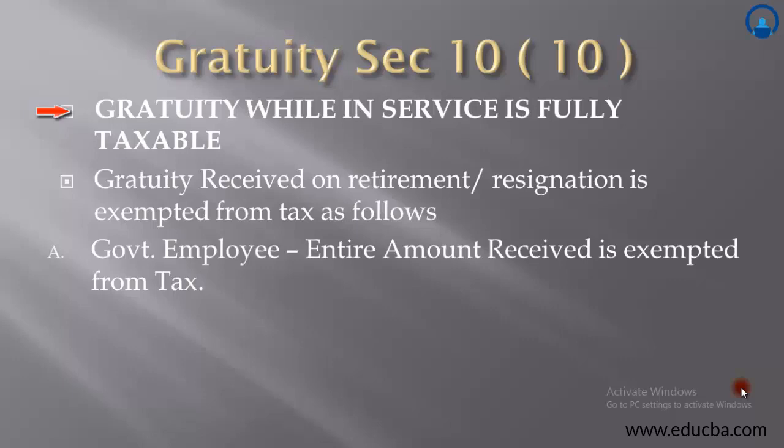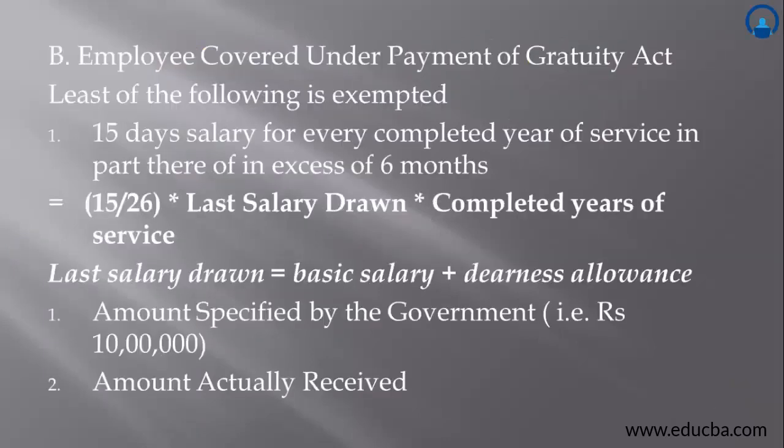he will have to pay tax on the income earned through gratuity. Whereas gratuity earned on retirement or resignation is exempted from the tax in the following manner. If he is a government employee, the entire amount earned in the form of gratuity is exempted from tax. Whereas if he is an employee covered under the Payment of Gratuity Act, then there are three conditions. The least among those three conditions will be exempted from tax.